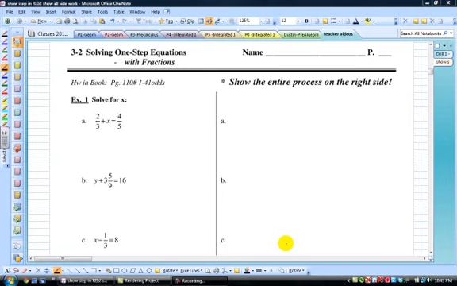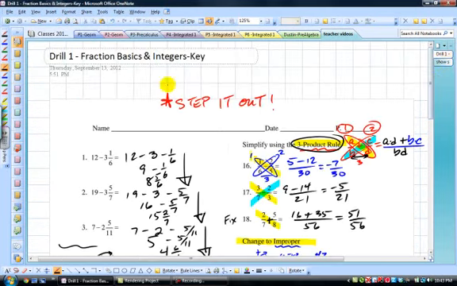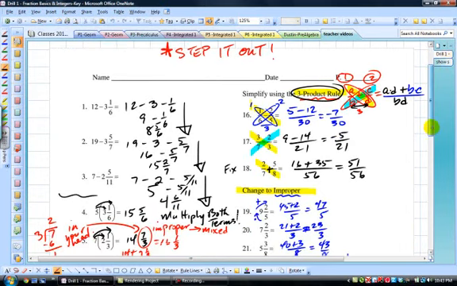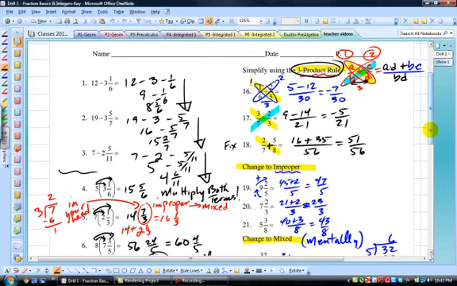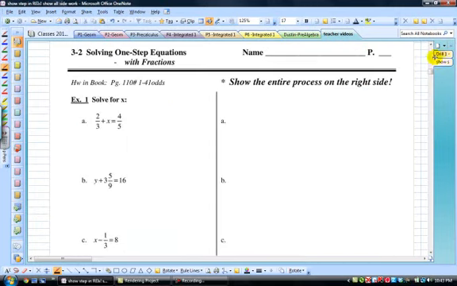We're going to get into our first lesson here in section 3.2 and talk about how to solve one-step equations with fractions. Before we get started, take out your drill sheet, drill number 1 on fraction basics, where I showed you all kinds of non-traditional techniques, and have that side by side with this, because I'm going to recall which skill we've been developing throughout the week.